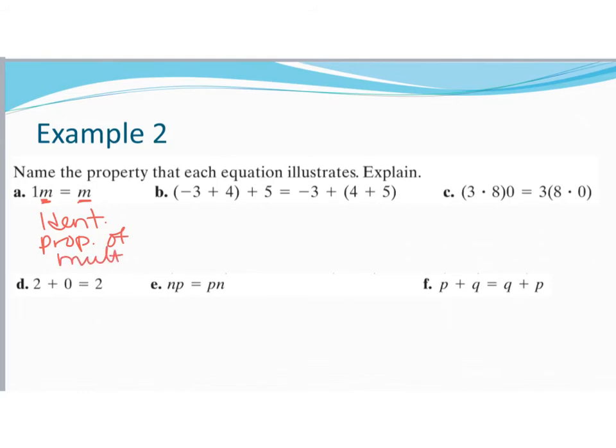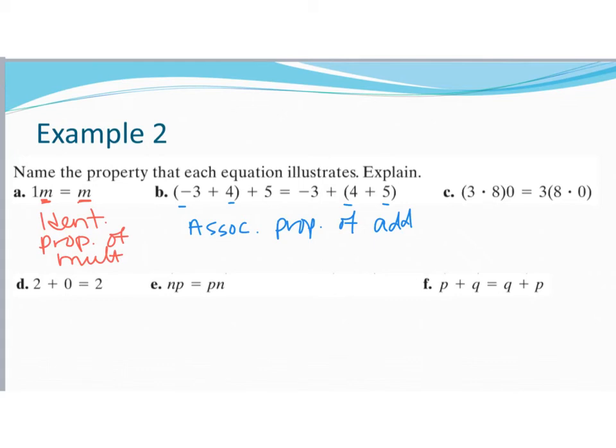For part B, it says the quantity of negative 3 plus 4 is going to be added to 5 equals negative 3 plus the quantity of 4 plus 5. Well, here I'm just changing my grouping symbols and grouping different terms in a different order before I add. So this would be considered the associative property, and because we're adding, this would be of addition.